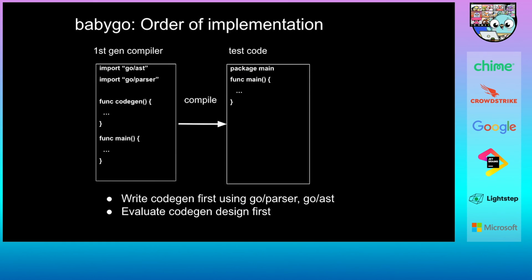I made an innovation in the order of implementation. As I said, in a Go compiler, scanner and parser are easy to write, but code generation is very difficult. In my opinion, the design of code generation is critical to the success of the project. So I wrote code generation first using Go's parser and Go's AST, and I verified whether chibicc's stack machine works in the Go compiler, and it worked.